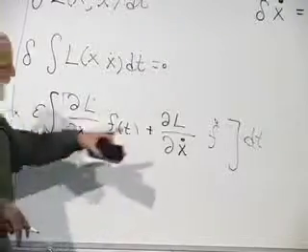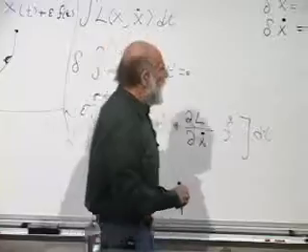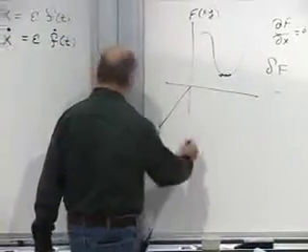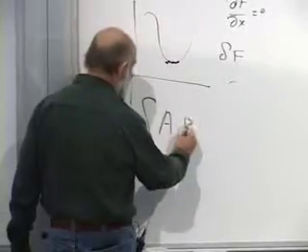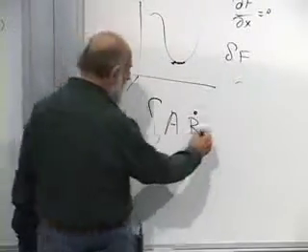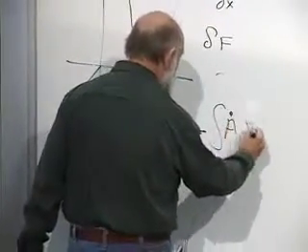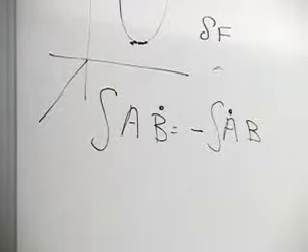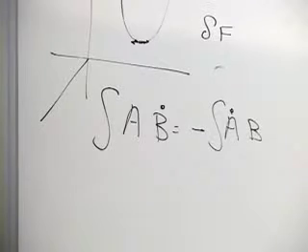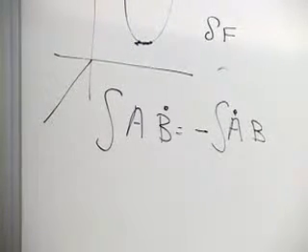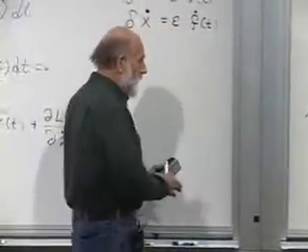Integration by parts. This over here, the f dot. And what we're using is that if you have an integral of the form of the product of two functions, a times b dot, that's equal to minus the integral of a dot times b, as long as you don't vary the endpoints. As long as things are frozen at the endpoints, then there's no contribution from the boundary in the integration by parts. And so it's very easy.